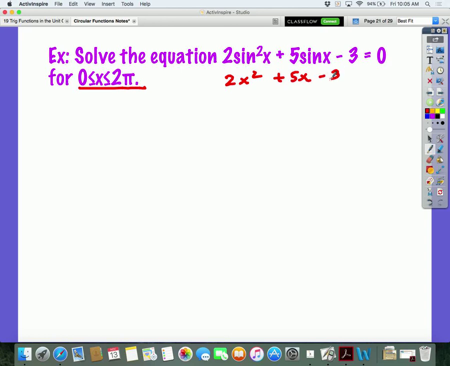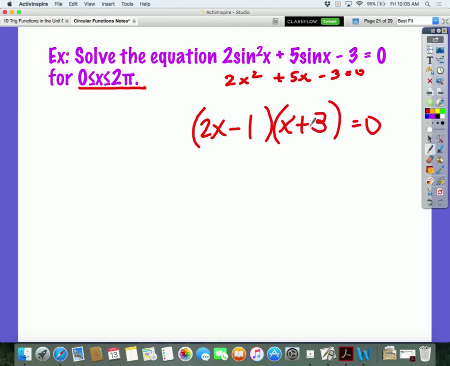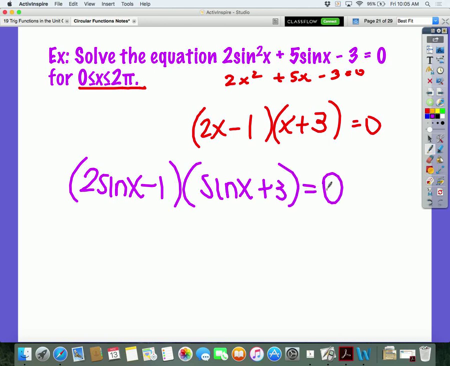So to solve this problem, you can treat this just like a quadratic, except wherever I'm putting an x, you're going to put a what? A sine x. So how does this factor? 2x minus 1, x plus 2. Okay, that's what it would factor down to be if it was a regular quadratic. But since there are sines in there, instead of being a 2x minus 1, it's going to be a 2 sine x minus 1, and sine x plus 3.